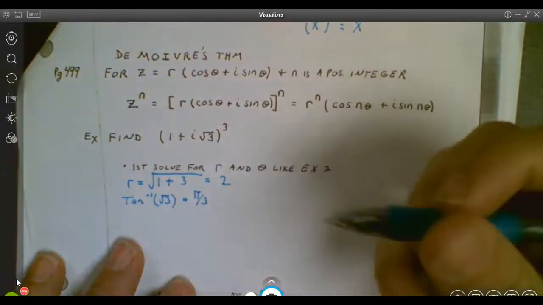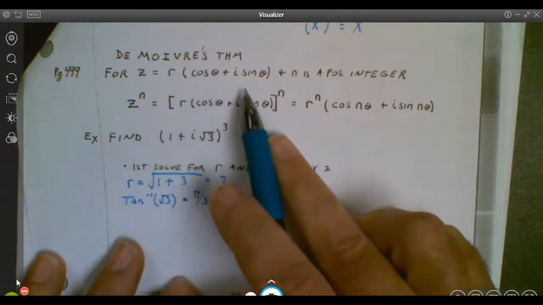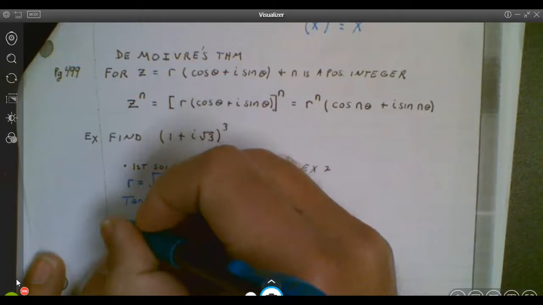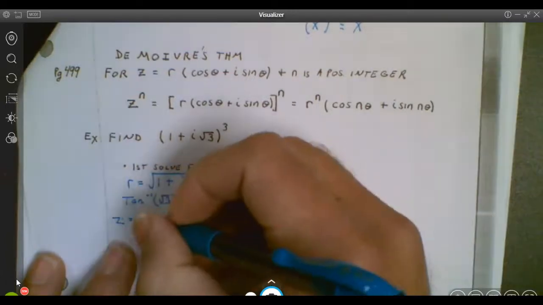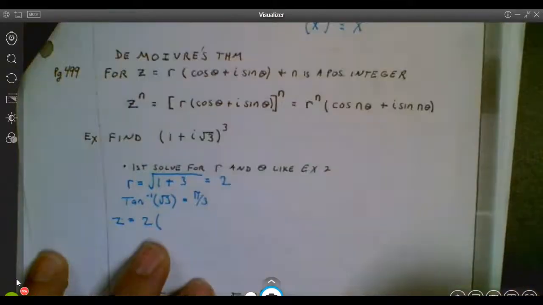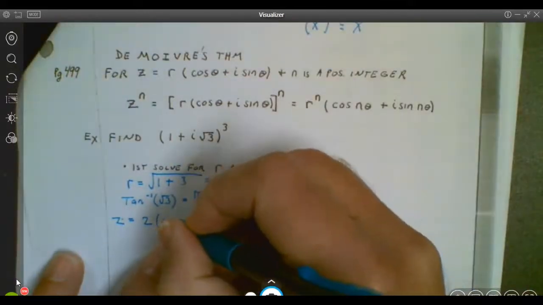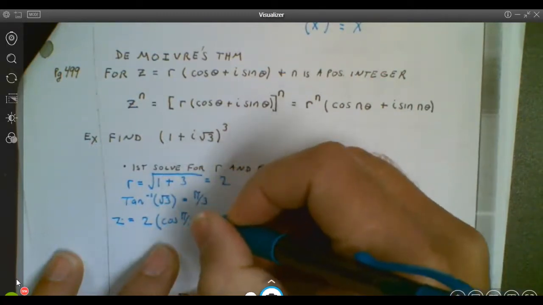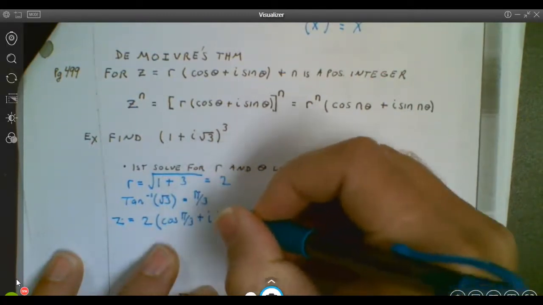So let's lay this out in terms of trig form. So we have our r. I'll give it the full value here. So z equals r times cosine theta plus i sine theta.